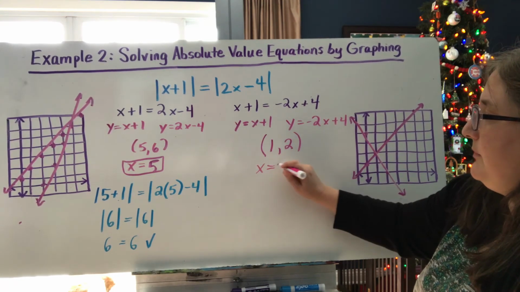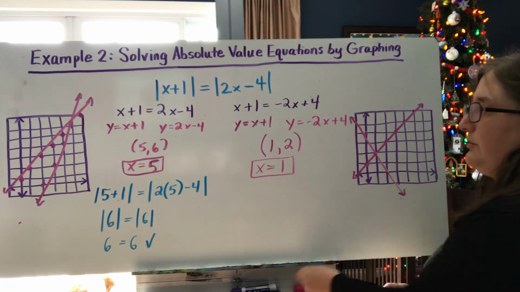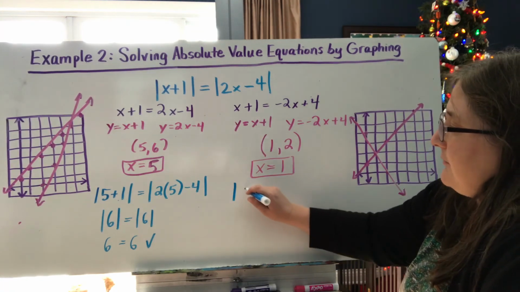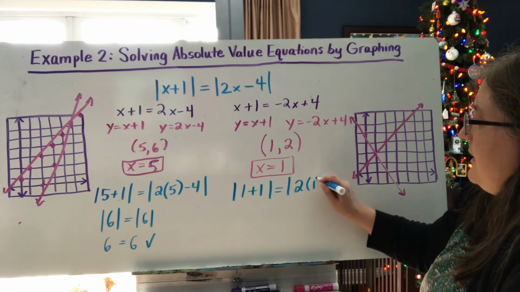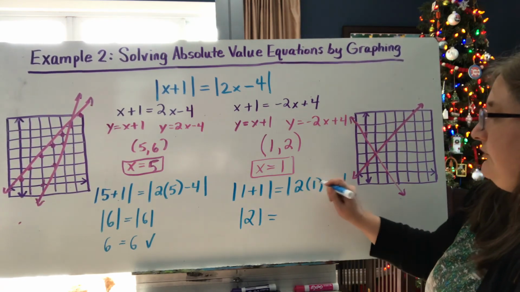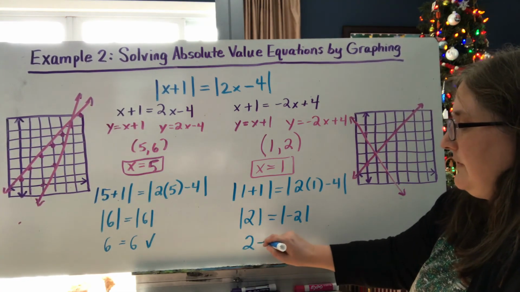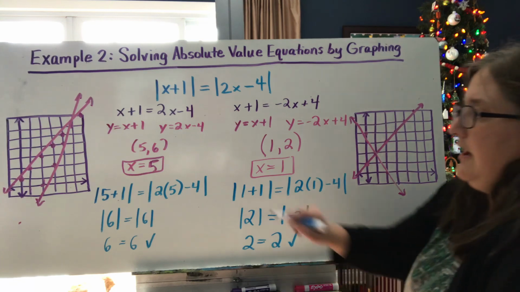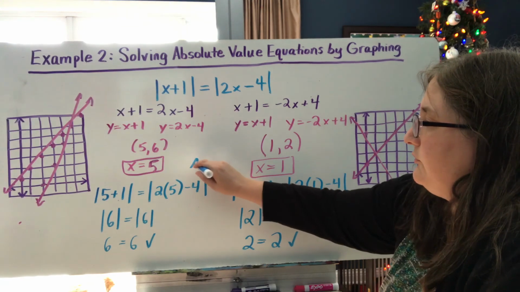So x is what I really care about. I get an x value of 1. So let's test it out and see if it actually works in my original equation, if it is another solution. So I would have the absolute value of x plus 1, that'd be 1 plus 1, equals the absolute value of 2 times 1 minus 4. So 1 plus 1 is the absolute value of 2. 2 times 1 is 2, minus 4 is negative 2. The absolute value of 2 is 2, and the absolute value of negative 2 is 2, so it checks out. So I have two possible answers here. I have x equals 5, and I have x equals 1. So two solutions.